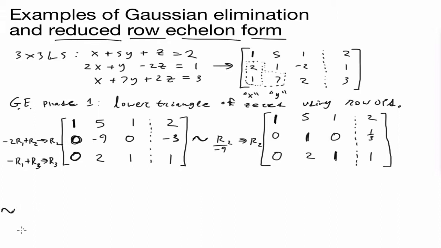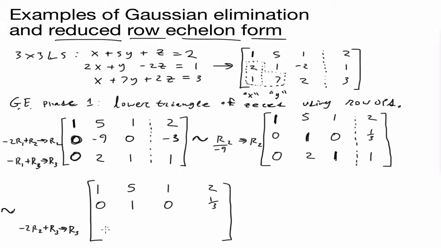And then finally I'm going to add -2 row 2 plus row 3, and that's going to be my new row 3. So I write out my matrix. I'm not going to do anything to row 1, and I'm not going to do anything to row 2. All I'm going to do is change row 3.